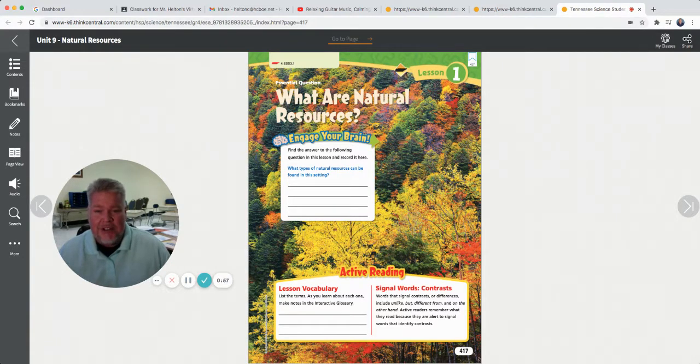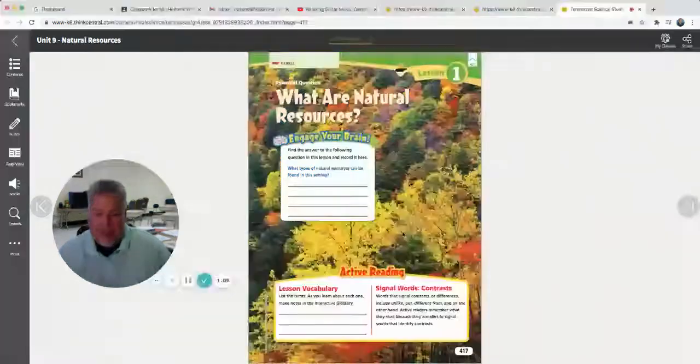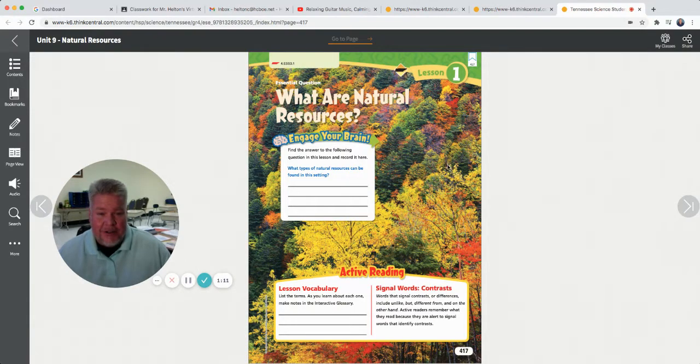And today's essential question is, what are natural resources? Do you see some resources in this picture on page 417 that are part of nature? What do you think we might see? Definitely trees, right? And what do we get from trees? Well, we get wood, right? We get timber, lumber to build things.